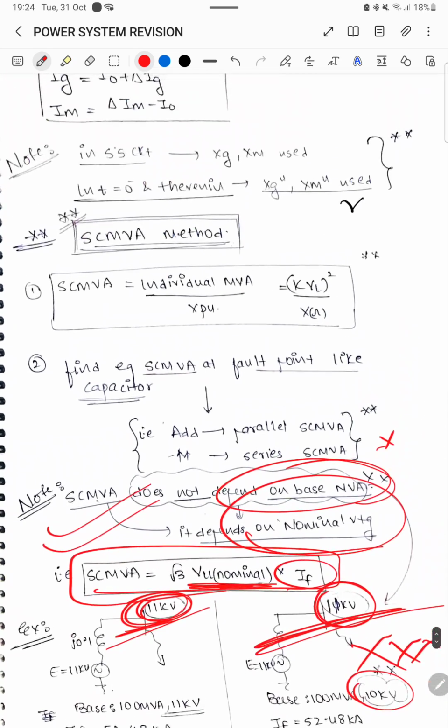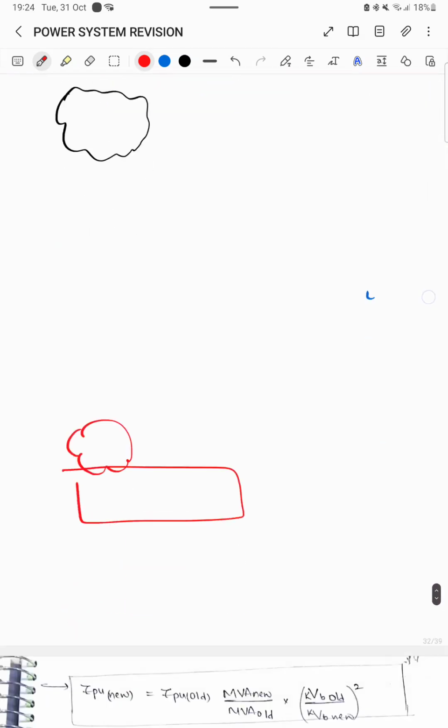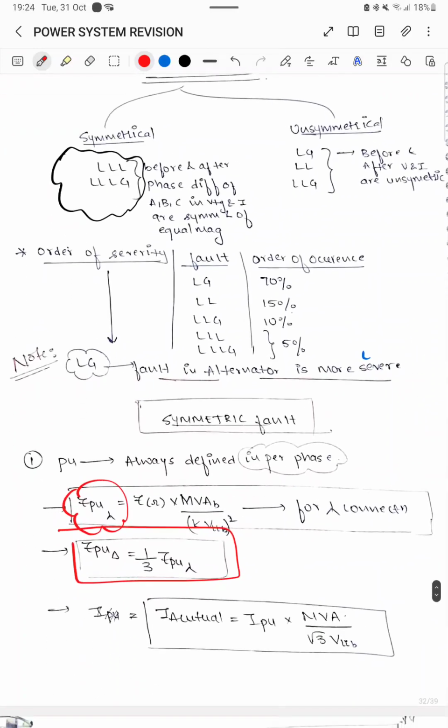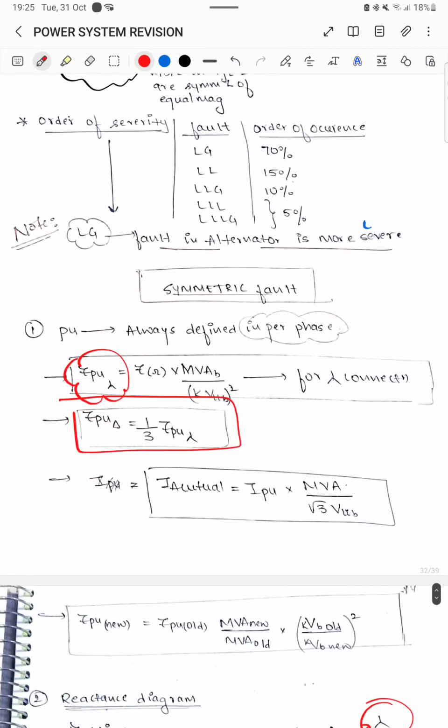With this particular thing, we can wrap up this video on symmetric fault. Let's revise one more time: symmetric faults are triple L and triple LG. These are the least severe faults on a transmission line, and the occurrence is also very less. For a symmetrical fault, Z per unit would be Z into MVA base upon kV base whole square. That is for star. For delta, it would be 1 by 3 of Z per unit star.